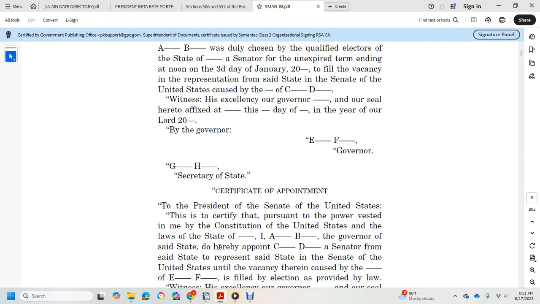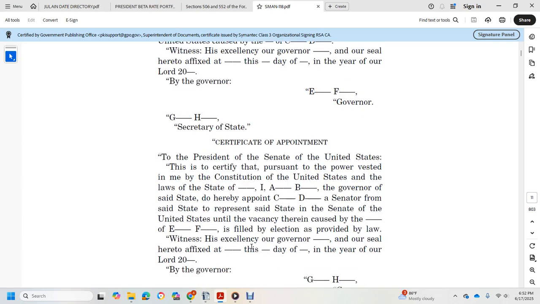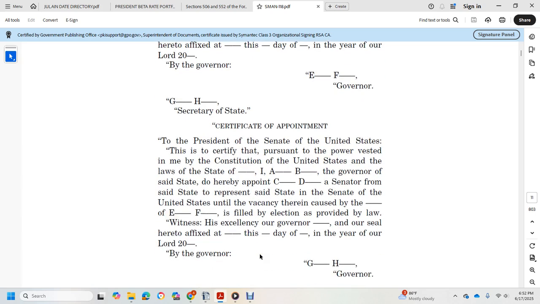Certificate of appointment: To the President of the Senate of the United States, this is to certify that pursuant to the power vested in me by the Constitution of the United States and the laws of the State of blank, I, A and B, Governor of the state, hereby appoint C and D a senator for the state to represent the state in the Senate of the United States until the vacancy therein caused by E and F is filled by election as provided by law.